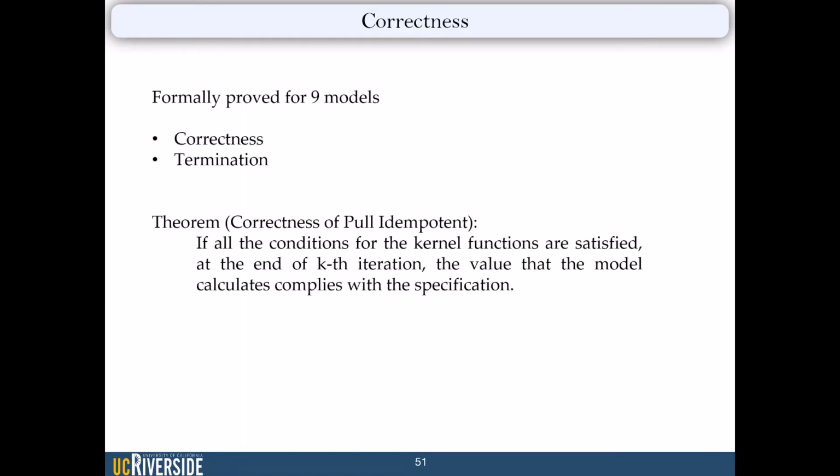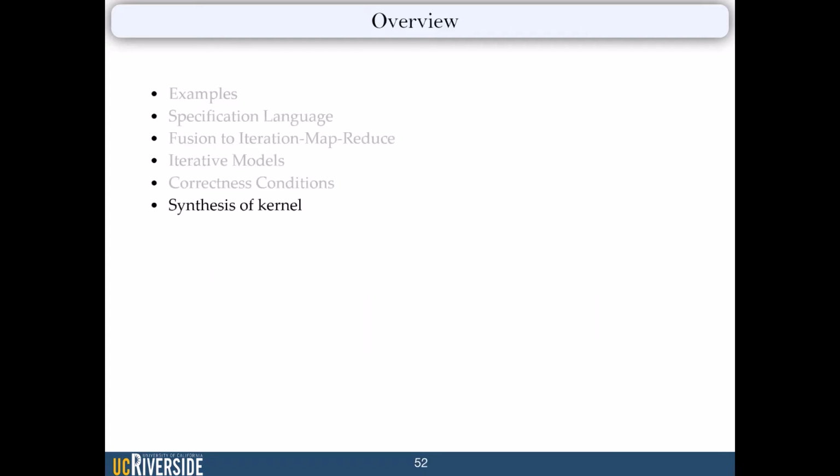Using the correctness conditions, we have formally proved the correctness and termination of the 9 variants of iterative models. For example, the correctness of the synchronous full idempotent model states that if all the correctness conditions for the kernel functions are satisfied, at the end of the kth iteration, the value that the model calculates complies with the specification. We have reviewed the correctness conditions for the kernel functions. Now let's see how they are used to synthesize the kernels.